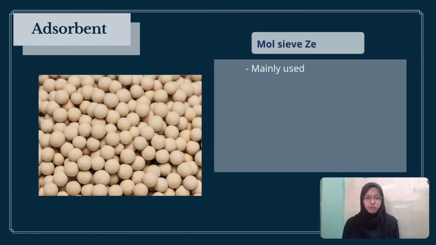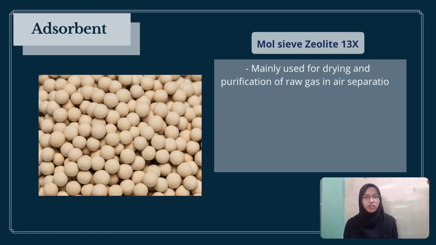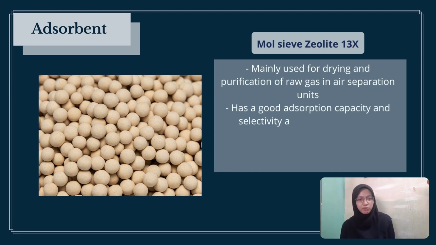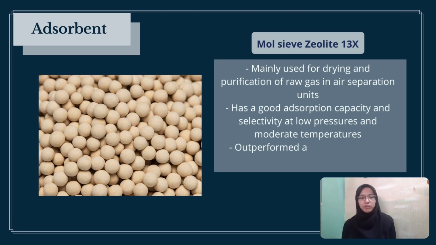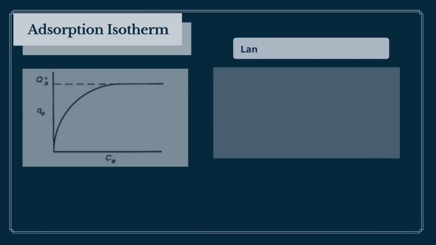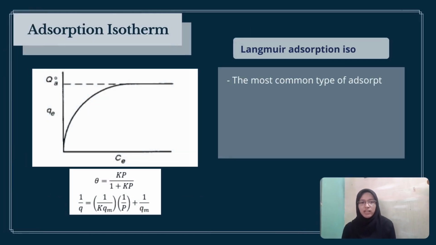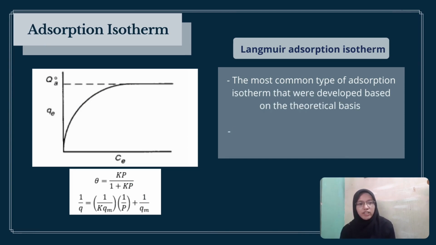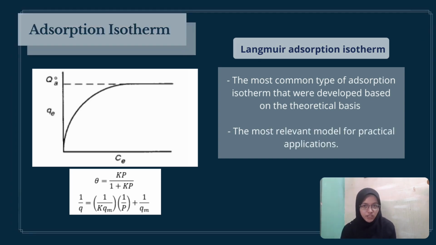The adsorbent used in the system would be MOL-SIF zeolite 13X as it is mainly used for drying and purification of raw gas in separation units, where water and carbon dioxide will be simultaneously removed. Furthermore, zeolite also has a good CO2 adsorption capacity and selectivity at low pressures as well as moderate temperatures. It also outperforms activated carbon in post-combustion operating conditions. In addition to that, the best model for the adsorption is found to be the Langmuir adsorption isotherm. It is being used as it is the most common type of adsorption model, developed based on theoretical basis, and is the most relevant model for practical applications.